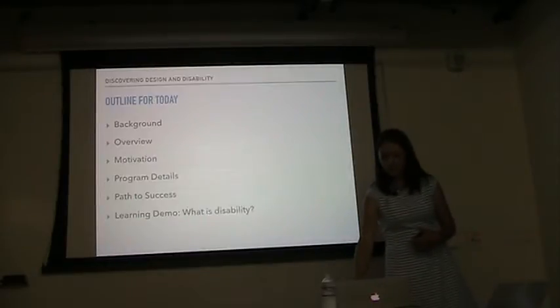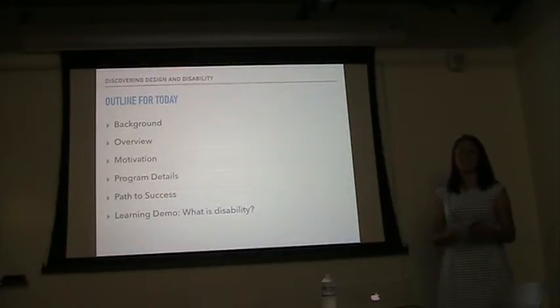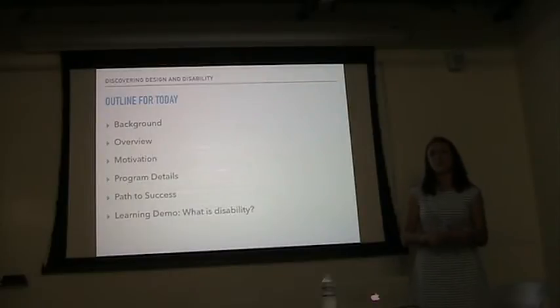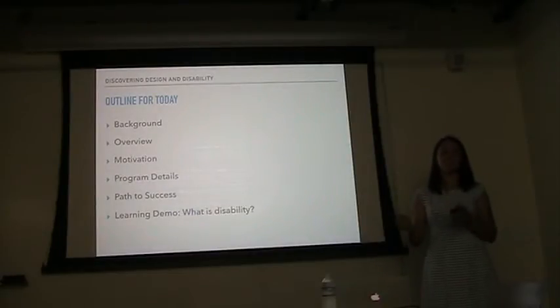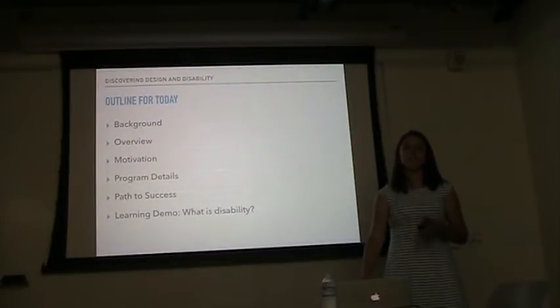Before I really get started, I wanted to give you an outline for what I'm going to talk about. First, I'll give you my background and my inspiration for the project. Then I'll give you an overview, what is Discovering Design and Disability. I'll talk about my motivation and my approach to developing the program, as well as the details of the program and what I need to do from where I'm at now to actually launch the program. And then I'll end with just a learning demo of one of the lessons that I've been working on this quarter.